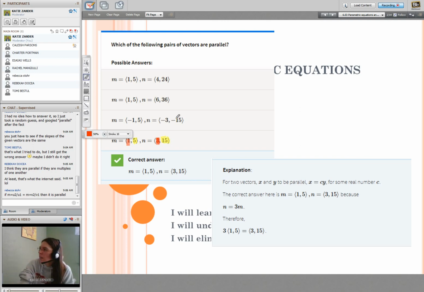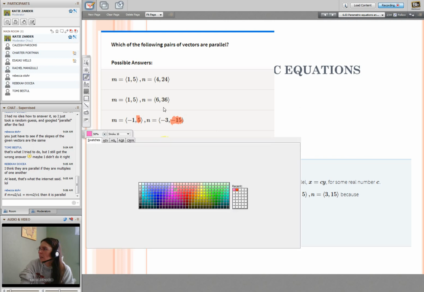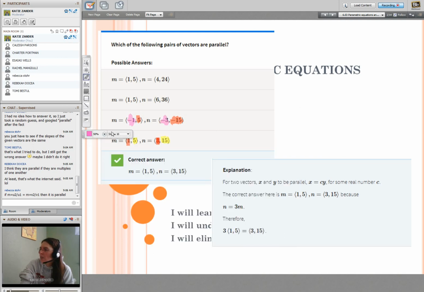Every other one would not give you the same result, because there you would get a -3 and here's a +3. So yes, you get 3, but they're opposite signs. 36 over 5 is not the same as 6 over 1, and 24 over 5 is not the same as 4 over 1. So it does look to be that vectors will be parallel if one of them is a multiple of the other. So Rebecca's understanding there is correct.